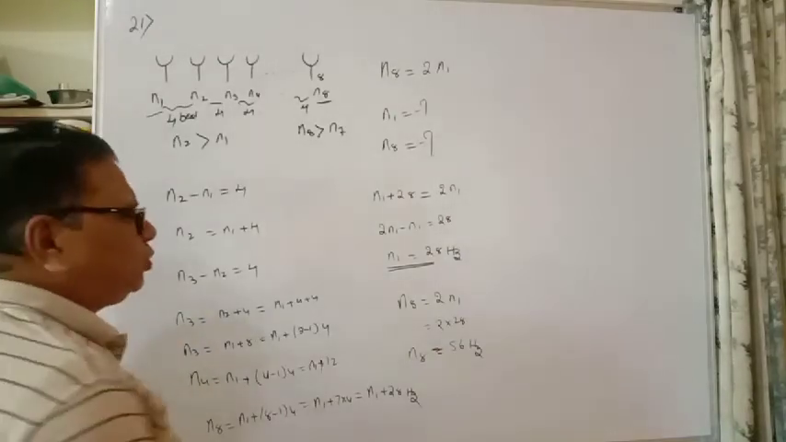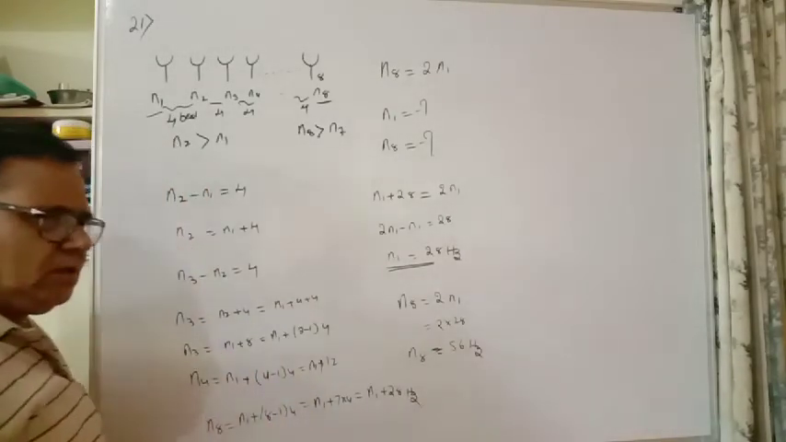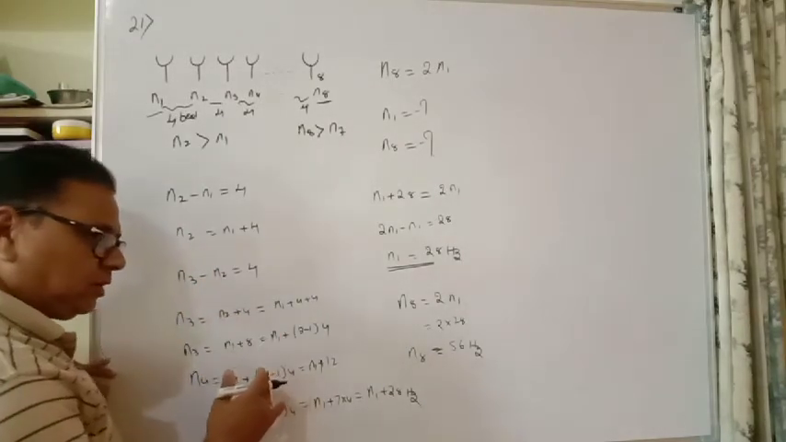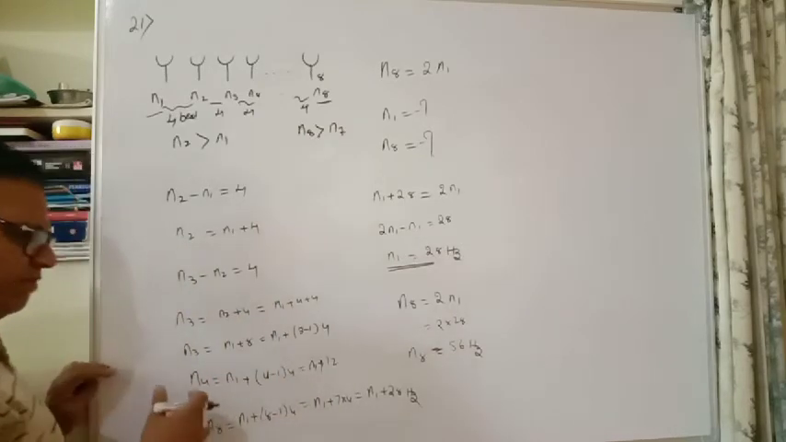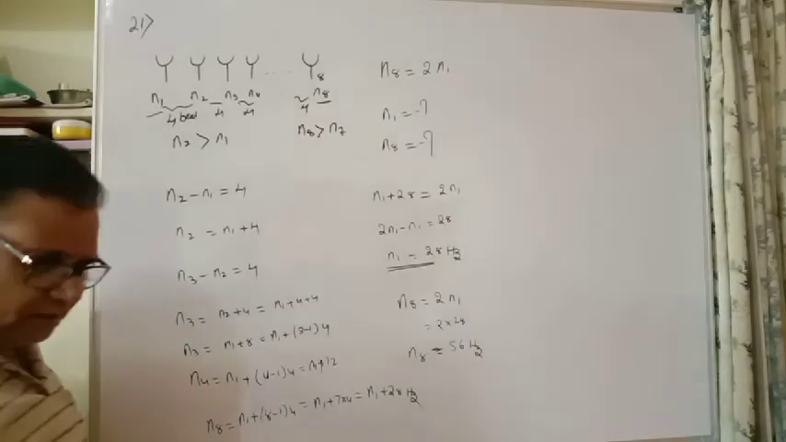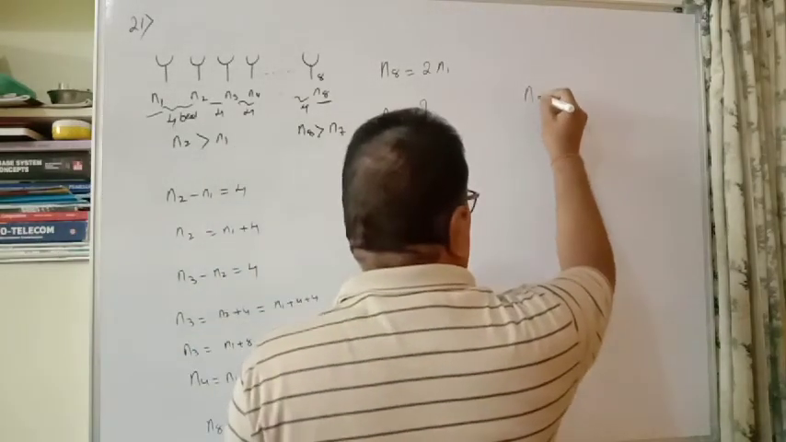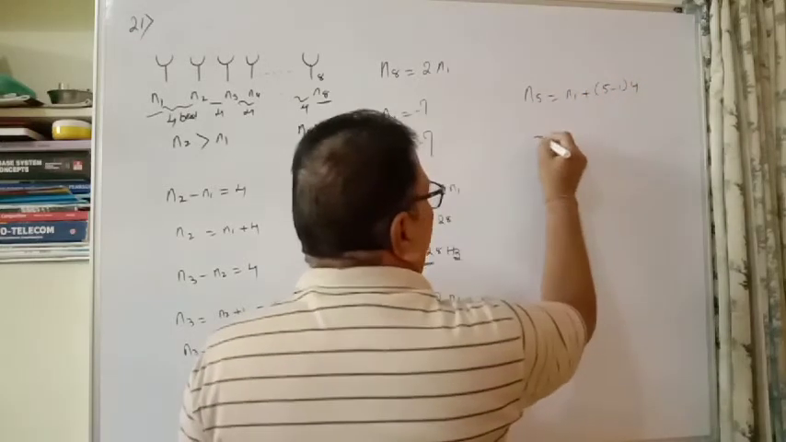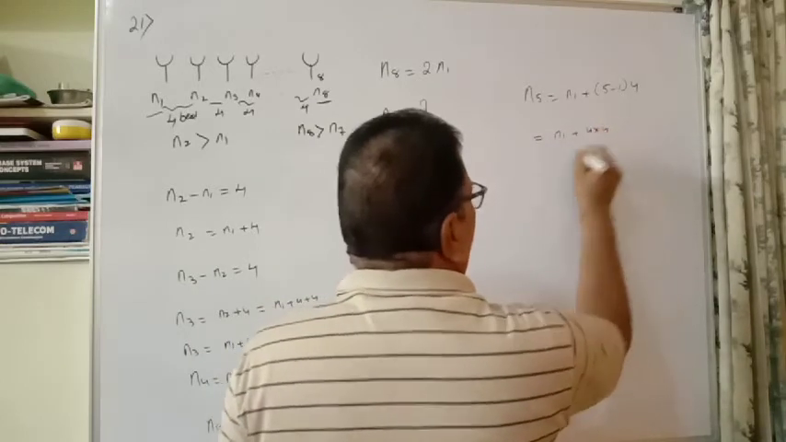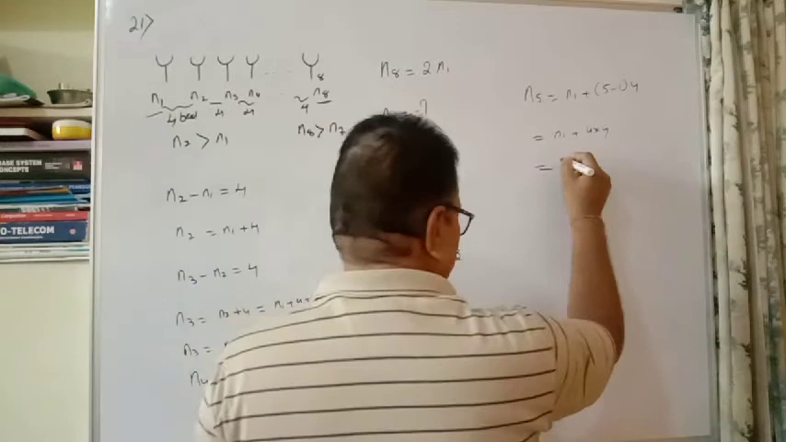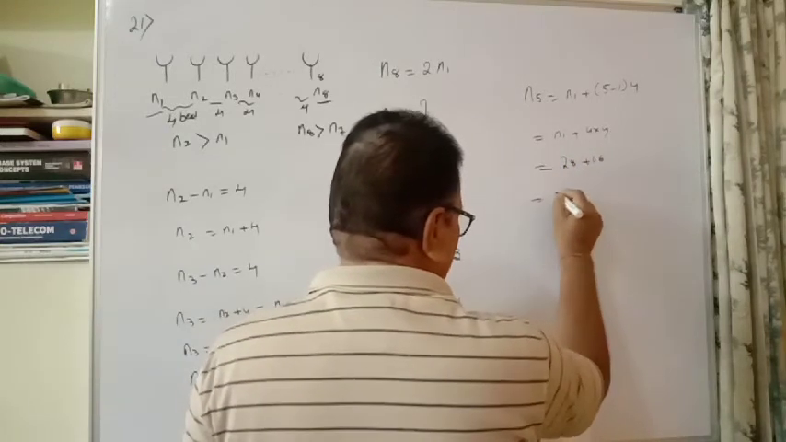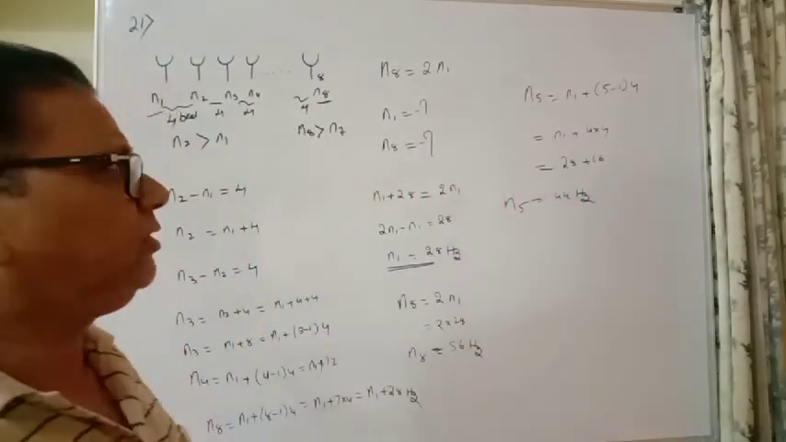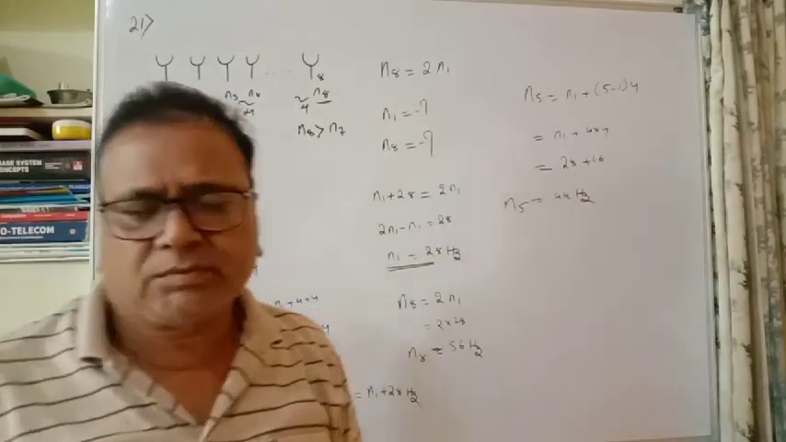So he has asked only two frequencies, N1 and N8. If he asked to determine intermediate frequencies, say N4, N5, N6, N7, we can also determine them easily. Say if you want to determine N5, N5 is equal to N1 plus (5 minus 1) into 4, or N1 plus 4 into 4. N1 is how much? 28 plus 16, which is equal to 44 hertz. Similarly, you can determine all the frequencies with the use of this formula.